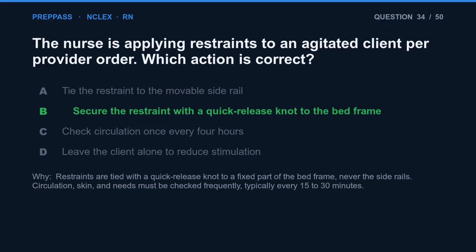The correct answer is B. Restraints are tied with a quick release knot to a fixed part of the bed frame, never the side rails. Circulation, skin, and needs must be checked frequently, typically every 15 to 30 minutes.